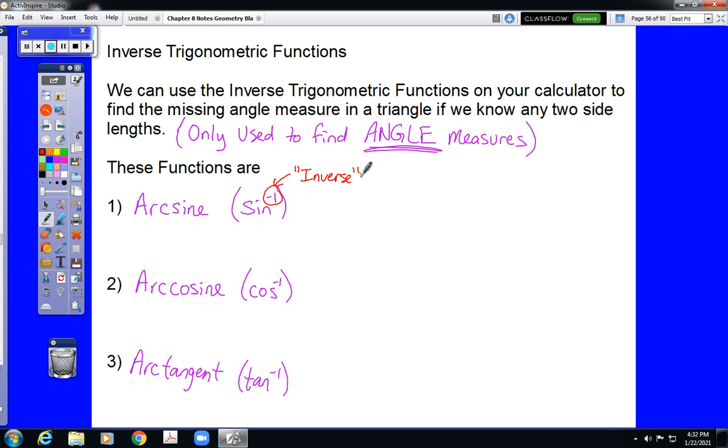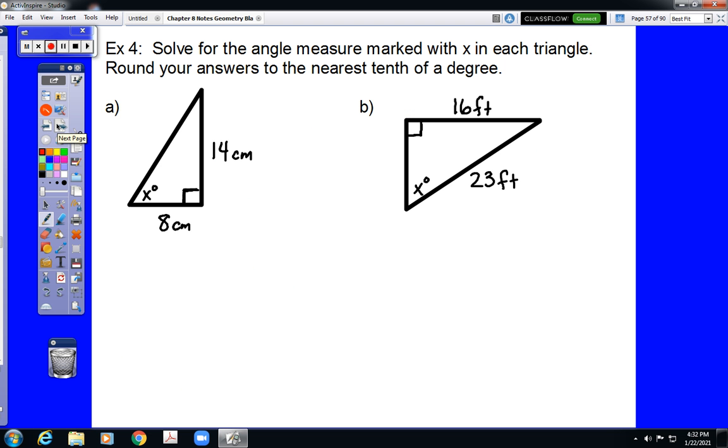So, let's take a look here at some examples of this. I think there's a total of 4 in your note packet, and see how we use this. This is actually less labor intensive than when we end up with our variable in the bottom of our equation. So here we go. Here we have example 4, solve for the angle measures marked with X in each triangle. Round your answers to the nearest tenth of a degree. So we're going to round to the nearest tenth, which is 1 decimal place.